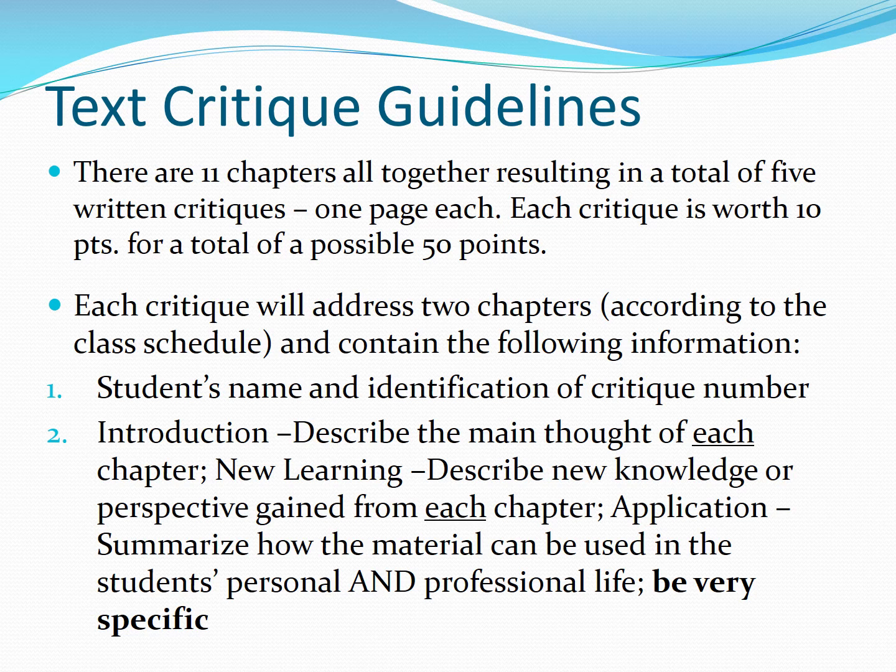The next thing that your paper should include is an introduction section. This should be one healthy paragraph, 3 to 5 sentences, and you're going to describe the main thought of each chapter. So your introduction should be kind of a summary of each of the chapters assigned. So for text critique 1, you're discussing chapters 1 and 2. So you'll have read chapters 1 and 2. And then for your introduction section, you're going to give me 3 to 5 sentences talking about the main points of each chapter. That's 3 to 5 sentences total, okay?